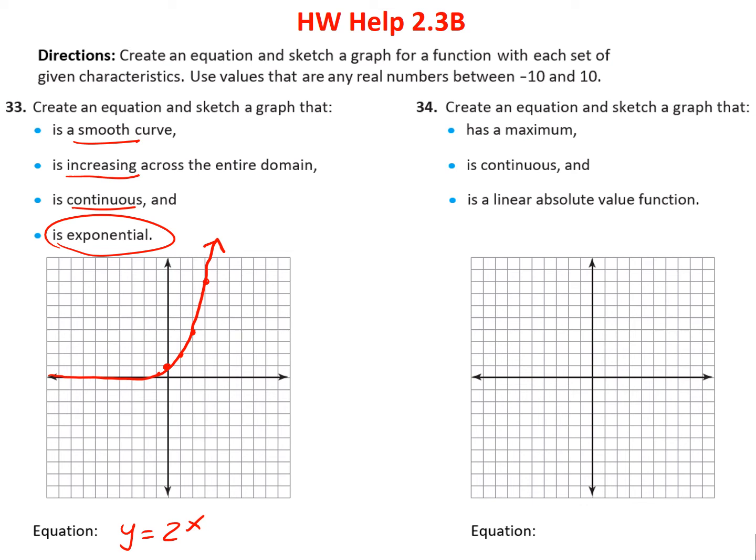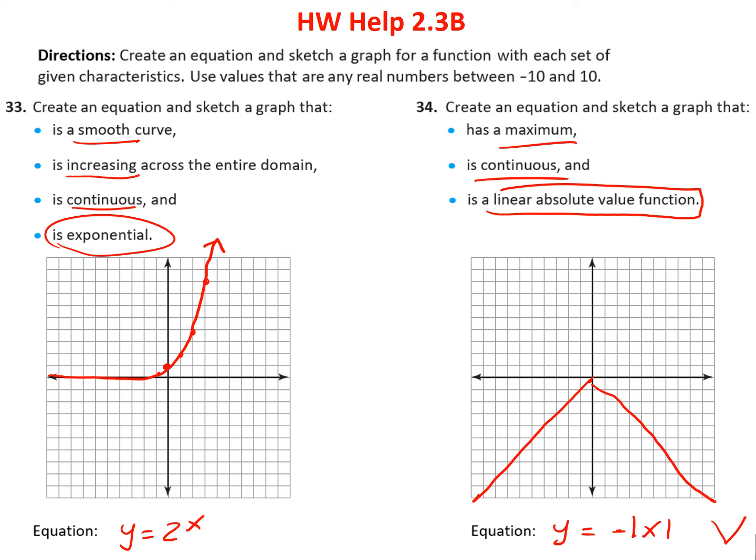34 says sketch a graph that has a maximum. Means it could be quadratic or an absolute value. It's continuous, and it's a linear absolute value function. All right? So I'm going to show you one, a very simple one. If I just did y equals absolute value of x, that would look like a V shape. That would be a minimum. I need a maximum, so I just change it to negative. So in this case, when x is 0, y is 0, but then it goes down like this. When x is 1, it's minus 1. When x is negative 1, it's minus 1.